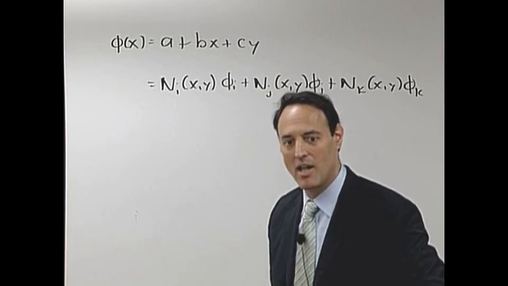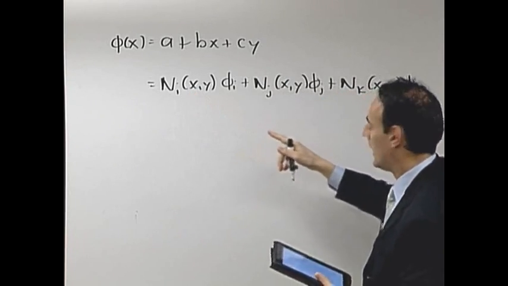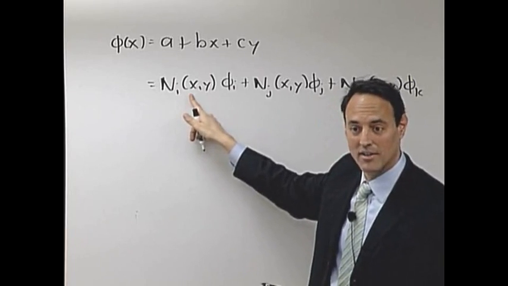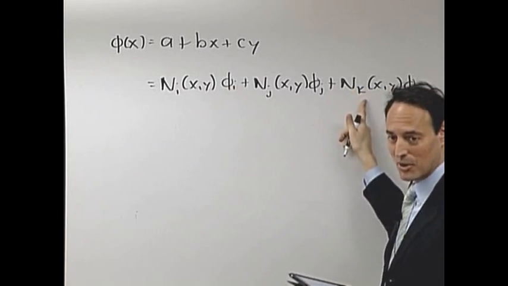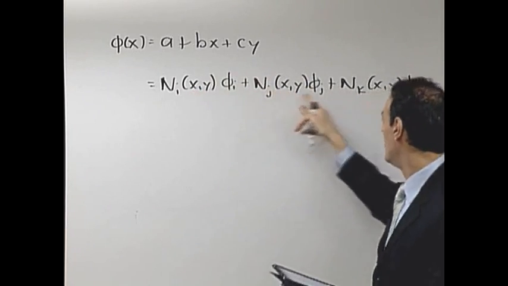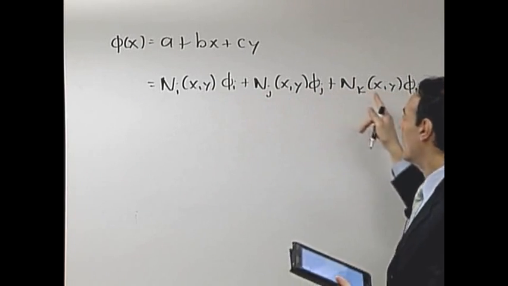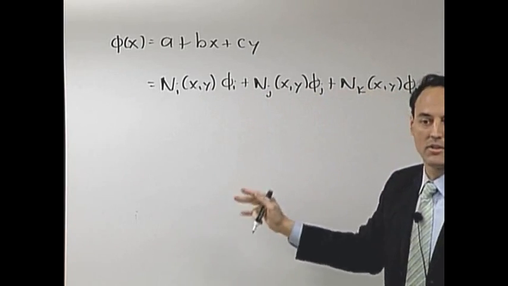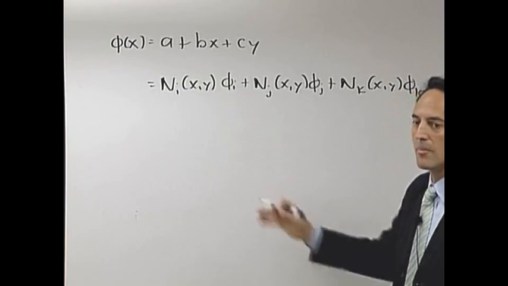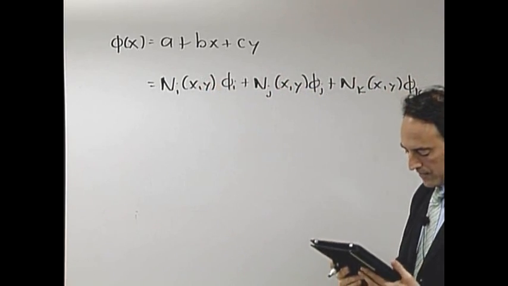If you're at xi, yi, what do you think the value of this is going to be? That's going to be 1, and these are going to be zeros. And if I'm at the jth point, xj, yj, it's 0, 1, 0. And if I'm at the kth point, 0, 0, 1. That's how you set this thing up. So it's a very generic representation, and all you care about is if I'm at any one of the points, that one turns on, and the other ones are 0 everywhere else.